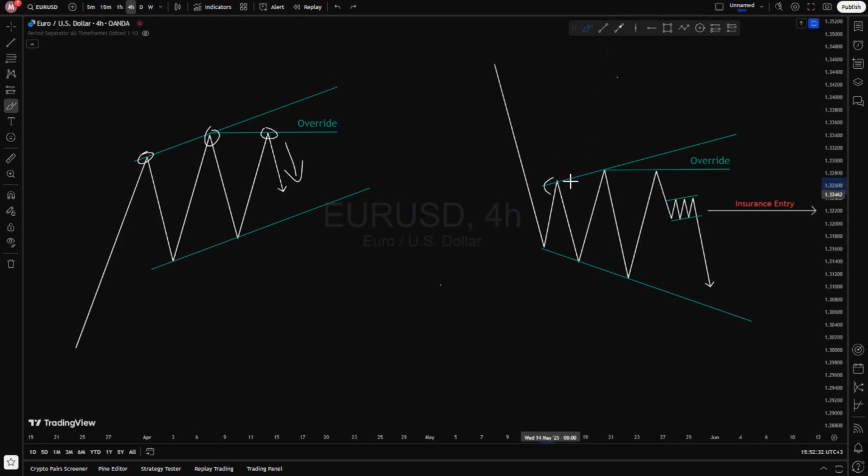So let's say, for example, you're working with an expansion structure. You get your point 1 and point 2, and you're expecting a clean third touch to complete the structure. But that third touch just doesn't happen. Instead, price reacts early, and that early rejection becomes your override zone.